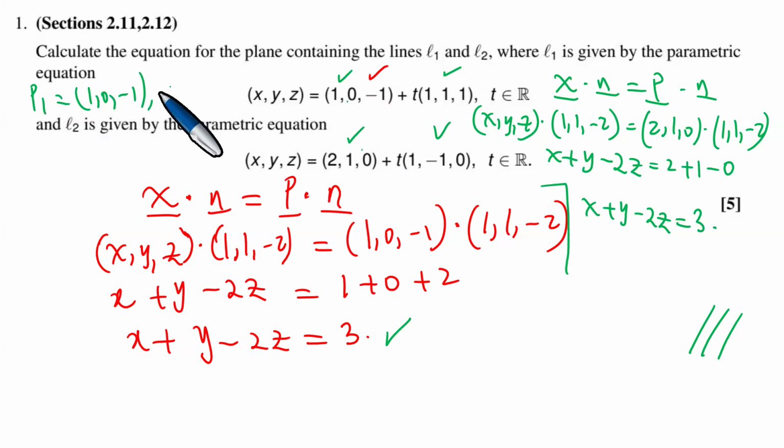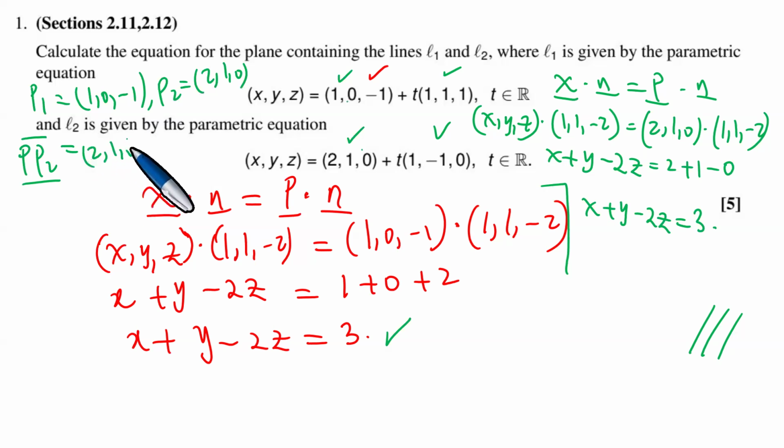I'm just discussing planes and lines. And now you have point 2, for example, which is (2, 1, 0). Points can be given like this, so that in the end you can find point 1 and point 2, and this is going to produce a vector. So this is (2, 1, 0) minus (1, 0, -1).